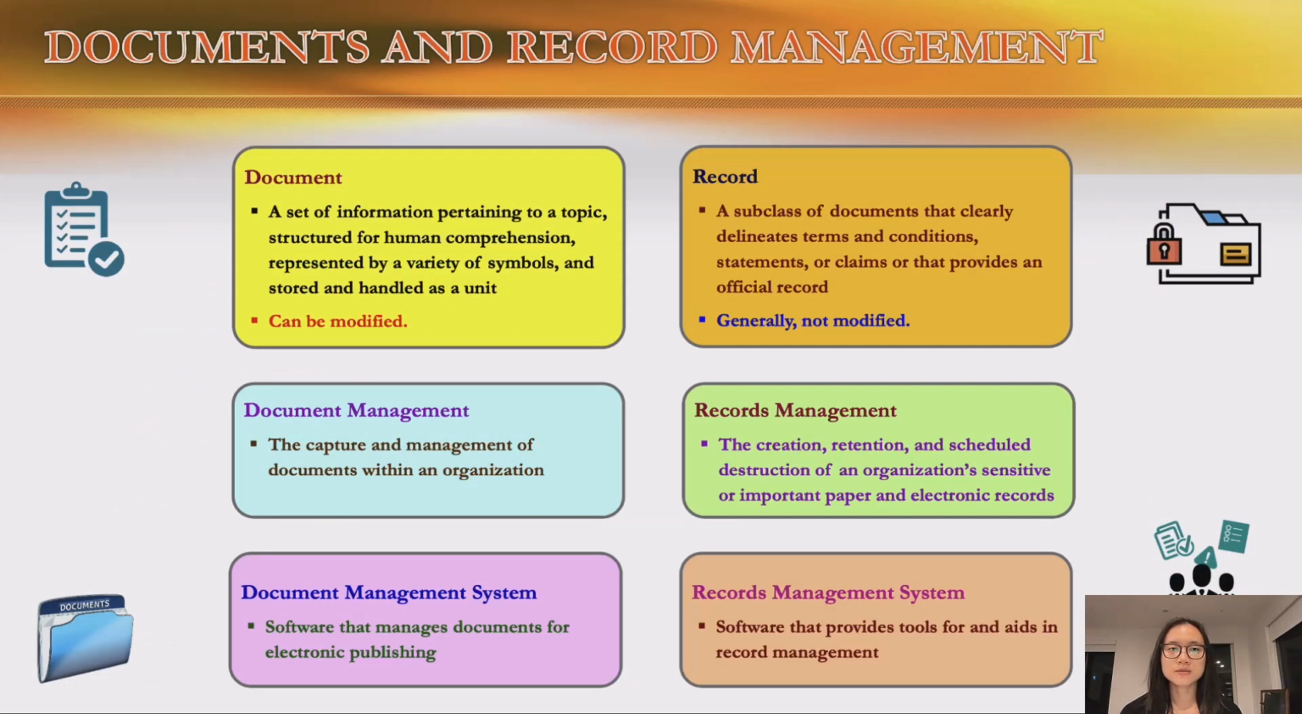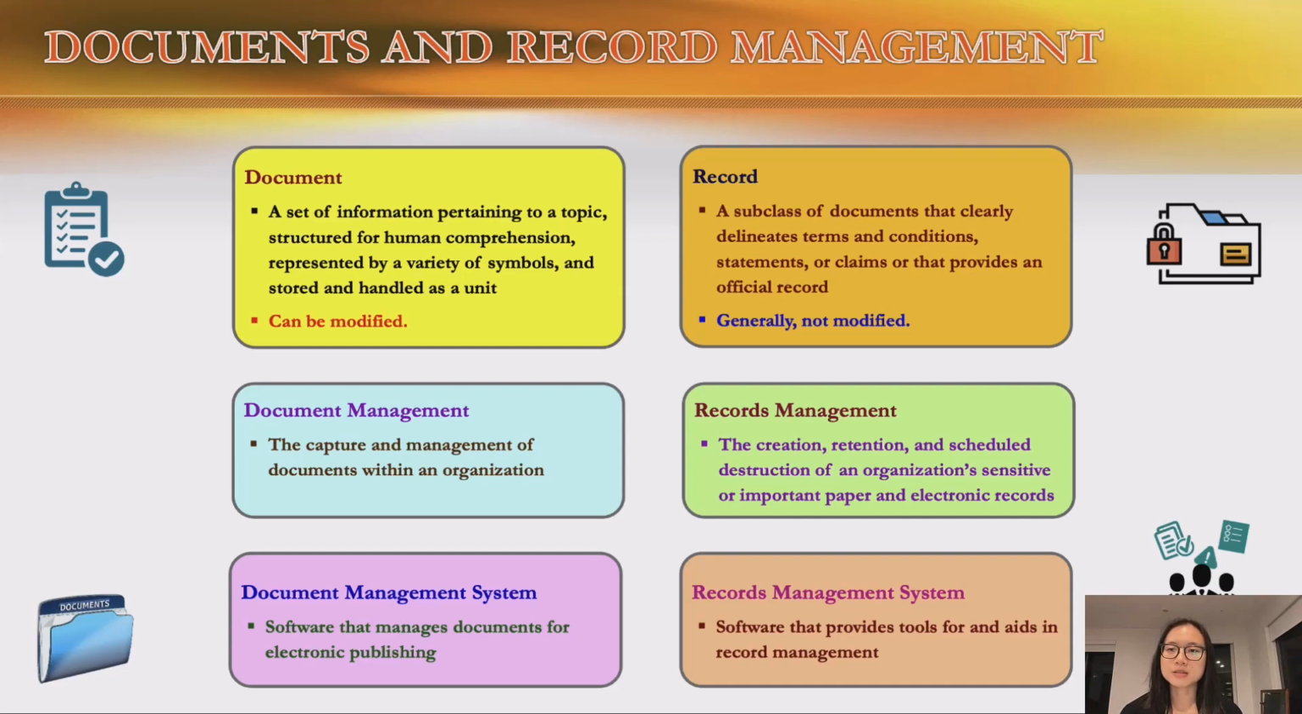These are two specific types of information. A document is structured for human comprehension. It refers to a set of information pertaining to a topic represented by a variety of symbols, and it is stored and handled as a unit. A record is a subset of documents. It clearly delineates terms and conditions, statements, and claims. A document may be modified, but once created, a record is not generally modified.